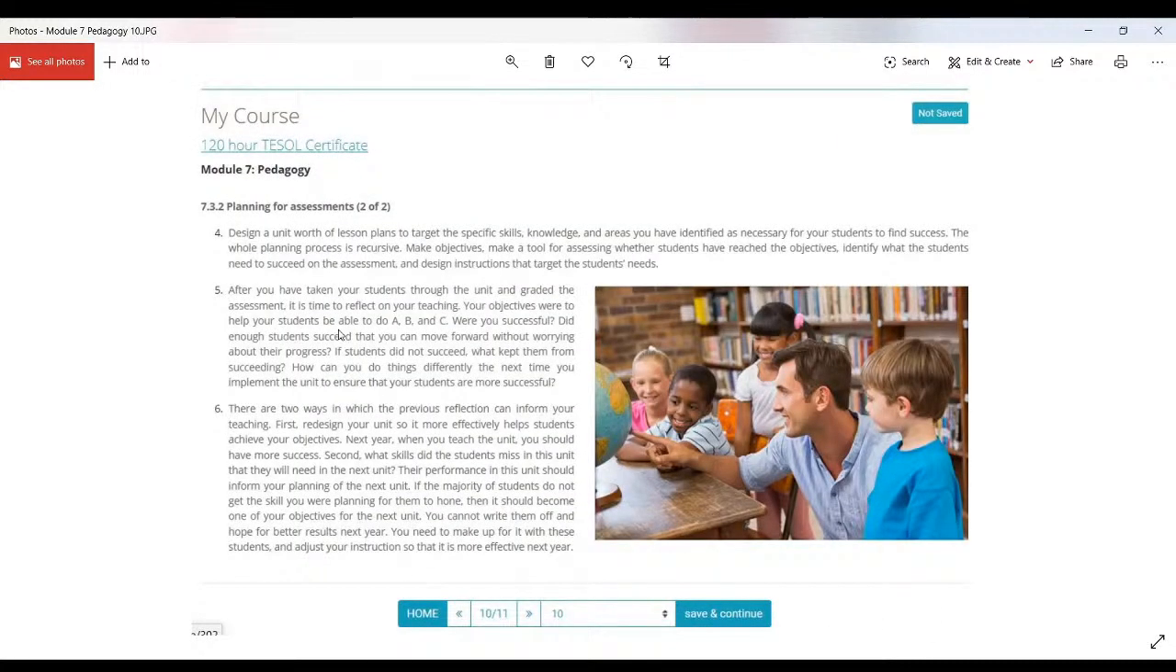Next is planning for assessment. Okay, two of two. Number 4 is to design a unit worth of lesson plans to target the specific skills, knowledge, and areas you have identified as necessary for your students to find success. Later on, we will also discuss lesson planning, right? So the whole planning process is recursive.